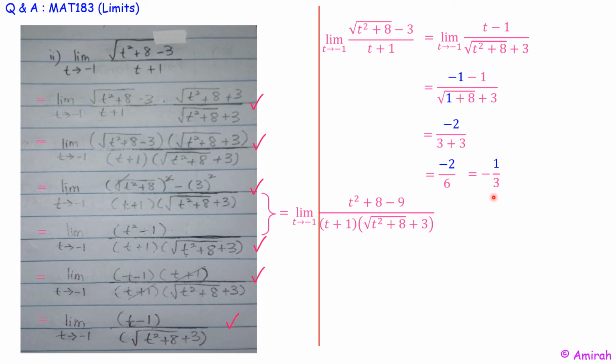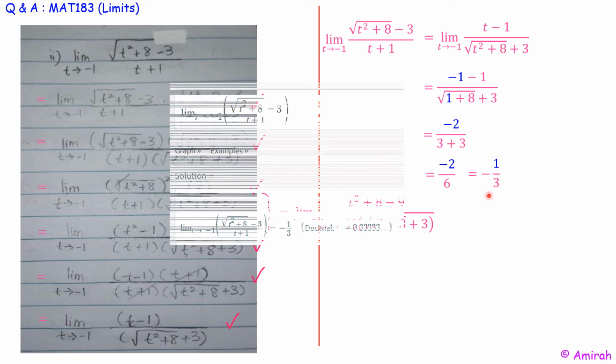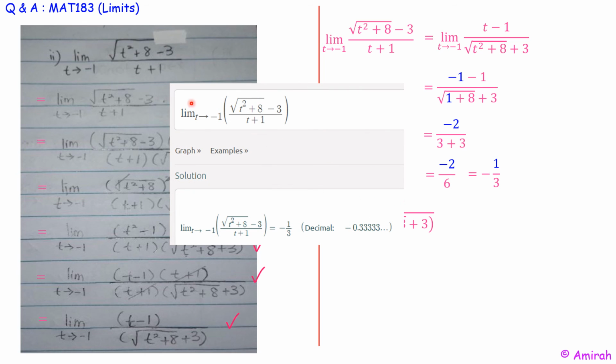We can check the final answer using symbolab.com. Okay, if we use symbolab.com, we need to use this syntax. Okay, limit t approaches -1, kena letak dalam bracket, and then the symbol square root t squared plus 8 minus 3 over t plus 1. Ya, tak boleh space ya. And then you press enter. So inilah dia punya output. Okay, the final answer equals -1/3. Okay, so maksudnya jawapan yang ni betul. Right?